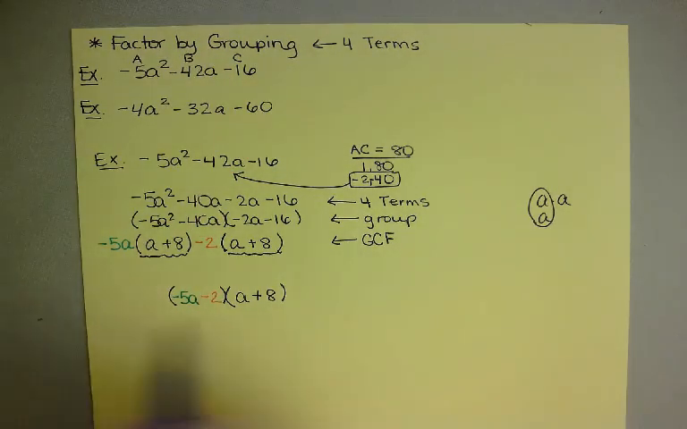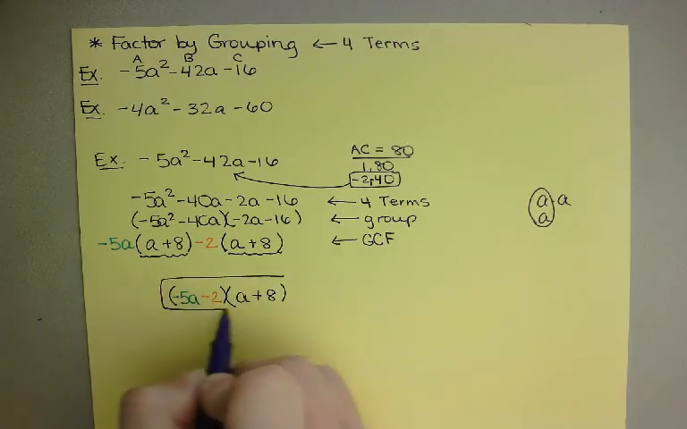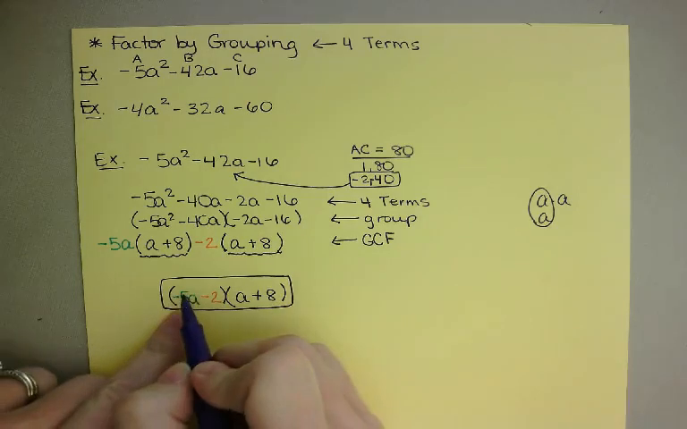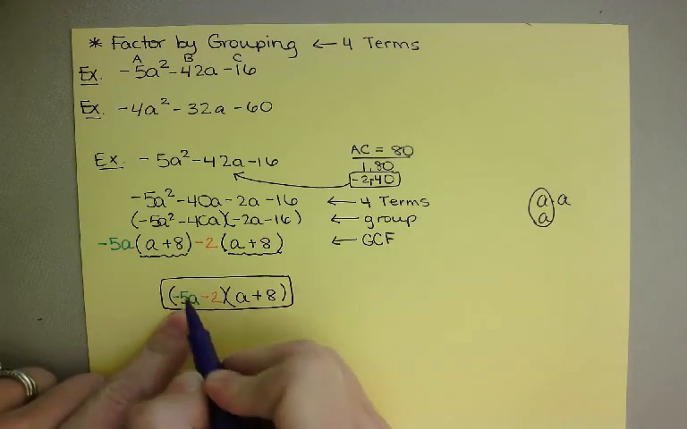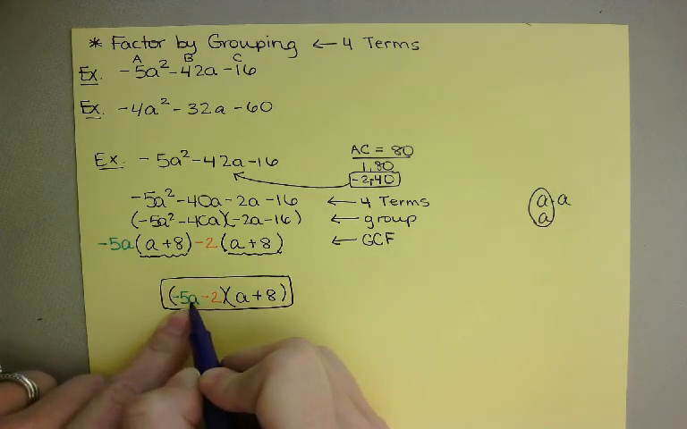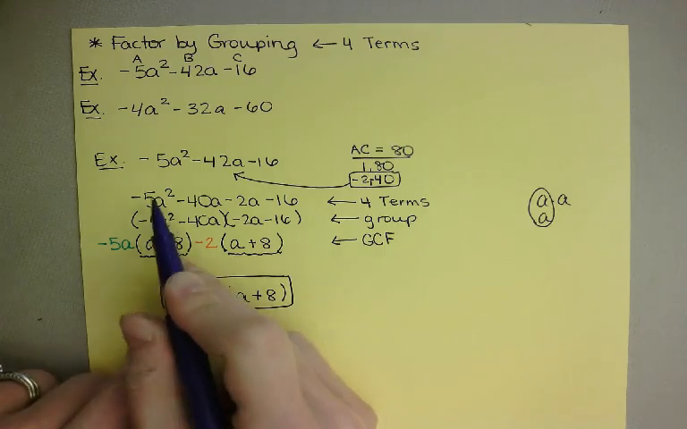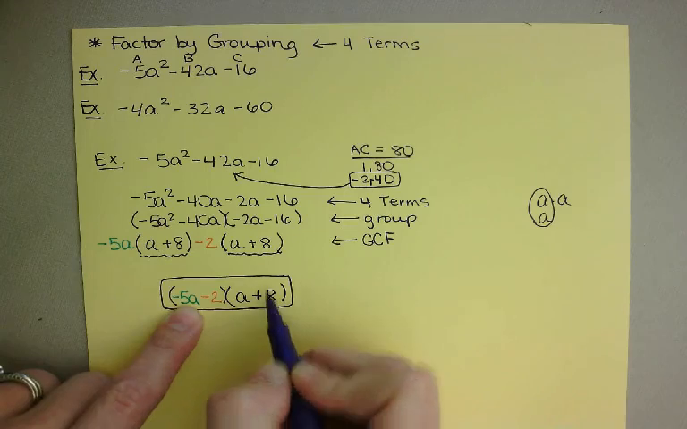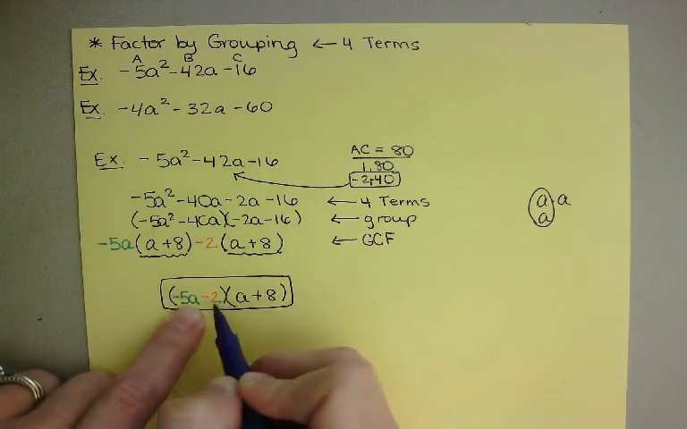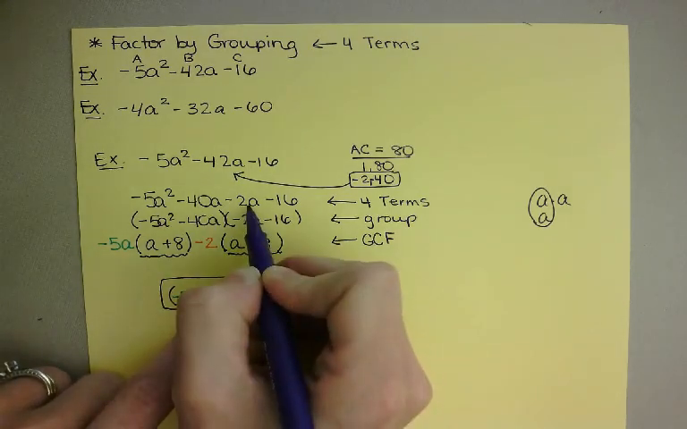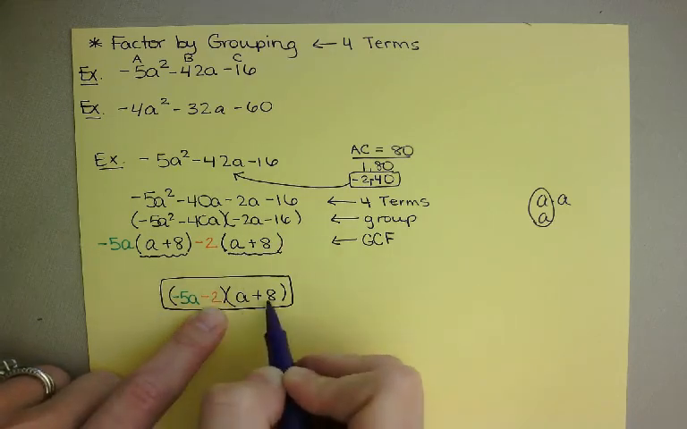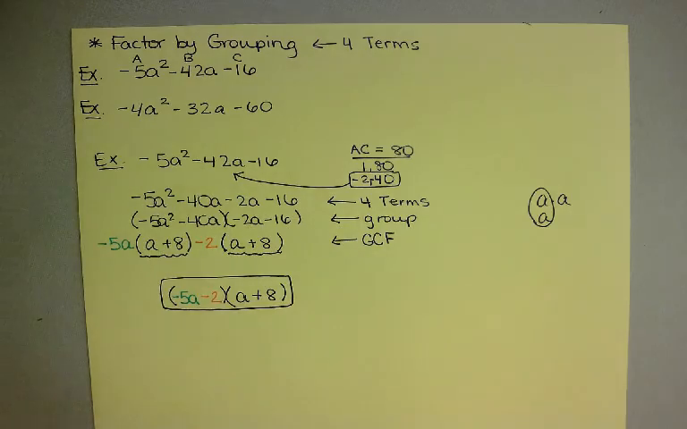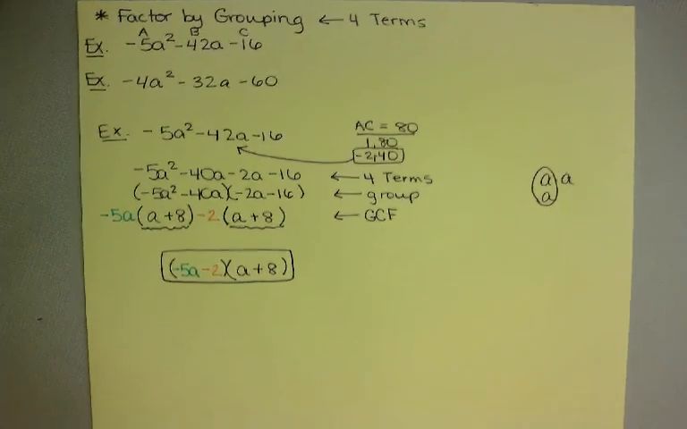Factoring is just the reverse process of distributing. So if I wanted to make sure that I was correct, I could do the FOIL method, or distributing, and take negative 5a times a. That gives me negative 5a squared. Negative 5a times 8 gives me the negative 40a. Negative 2 times a gives me the negative 2a. Negative 2 times 8 gives me negative 16. And those two like terms would simplify to what the original problem had.